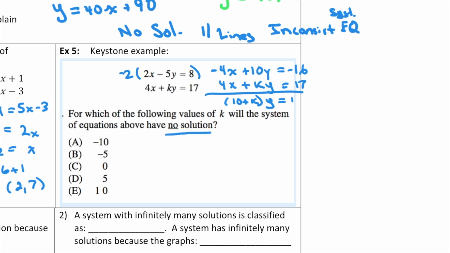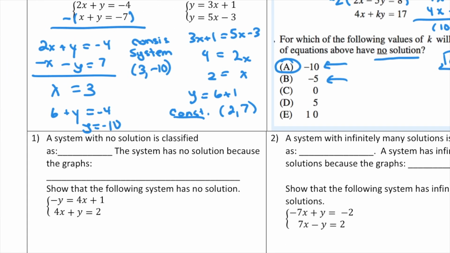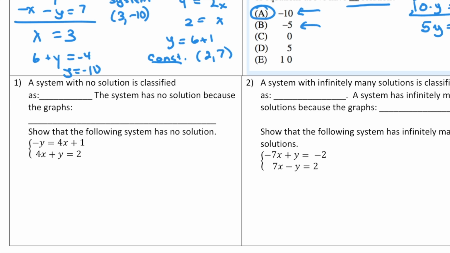So in order for this to have one answer, k can be any number except, well, I'm not sure, we should put these numbers in. If I substitute negative 10 in, I get 0 times y equals 1. Wait, that makes no sense. Whereas if I put the 5 in, I will get negative 5 plus 10 is 5 times y equals 1, so y could have an answer. The only one that won't have an answer when I do my substitution is a. So the k value must equal negative 10 for this to have no solution.